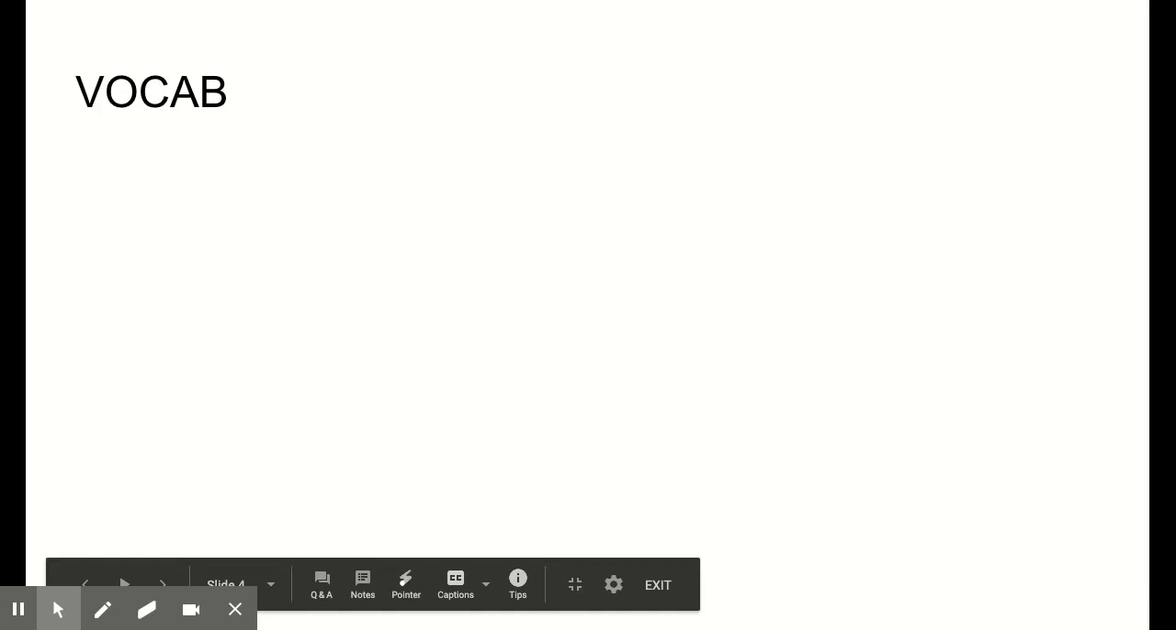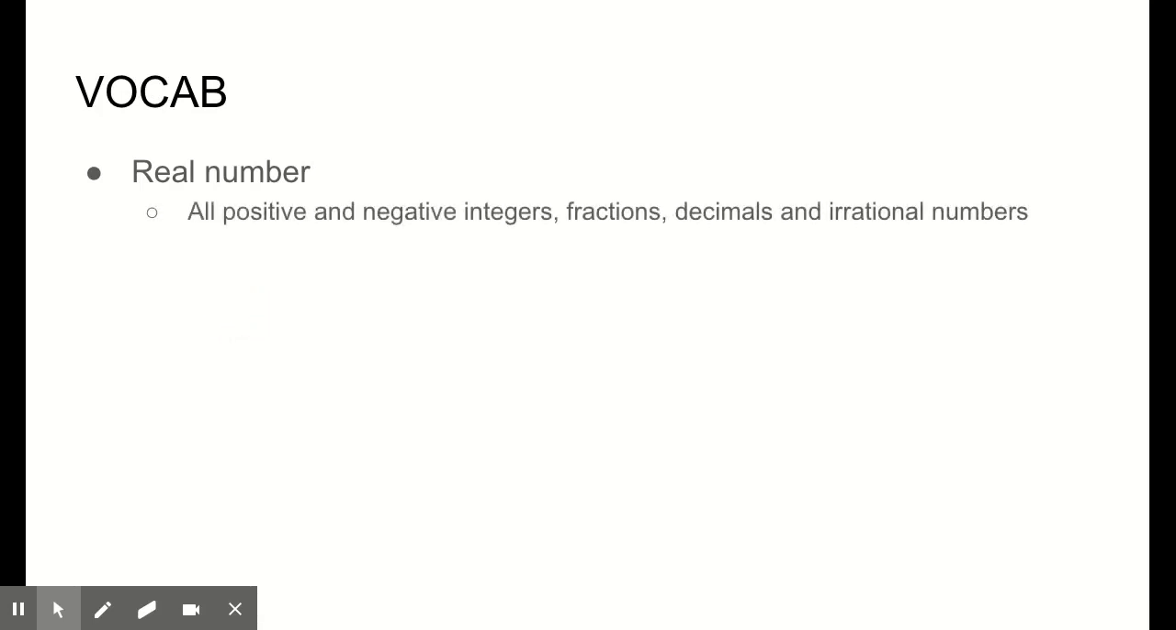So let's take a look at vocab now. Our first vocabulary term is real number. A real number is all positive and negative integers, fractions, decimals, and irrational numbers. Now, irrational numbers are those leftovers that we see inside the radicals, the numbers that if you type into the calculator, they have this big long decimal answer. Basically, any number that you guys have dealt with up until this point are considered real numbers.